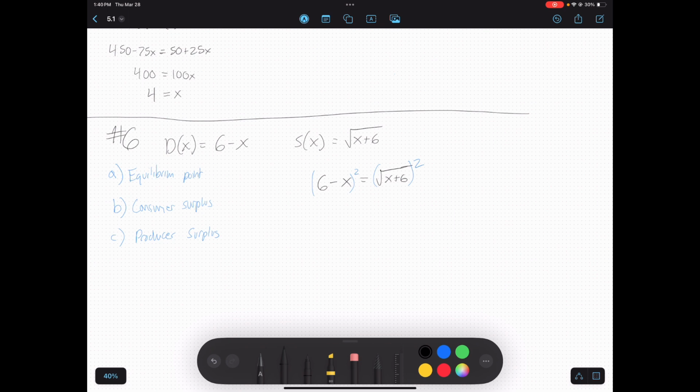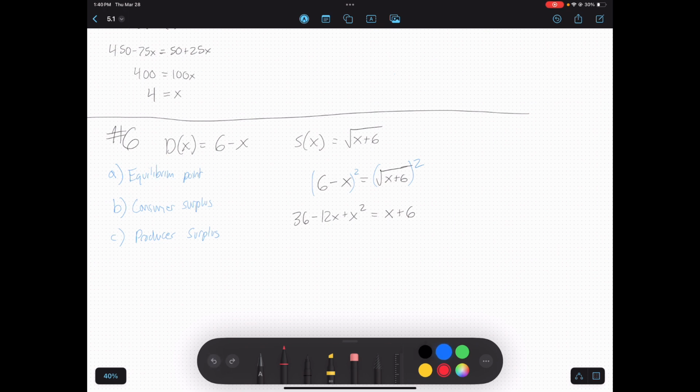Okay, that gives me (6 minus x) squared, which I can go ahead and expand out. That gives me 36 minus 12x plus x squared. That's 6 minus x times 6 minus x, equals, the square root and the square cancel out, and I'm just left with x plus 6. Remember, you cannot just distribute this square because of the subtraction. You can't distribute that square.